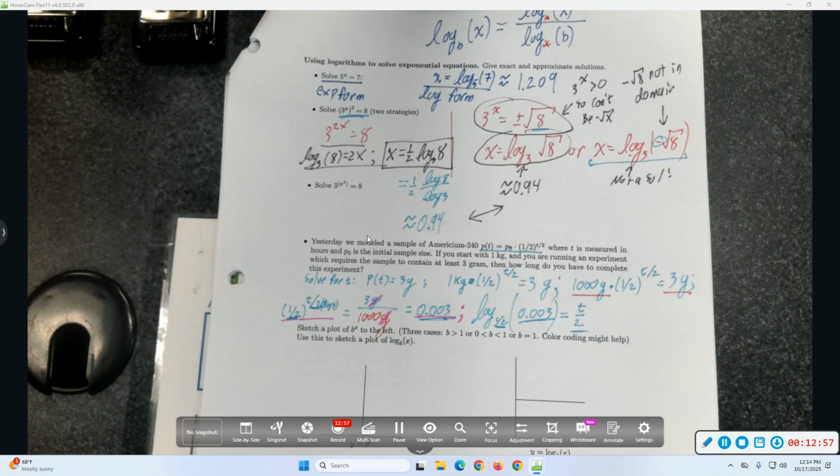What's still left to do? Oh, is there something wrong? No. Could you also write that as t/2 log 1/2 equals log 3, or log 3/3? Gesundheit. Yeah.